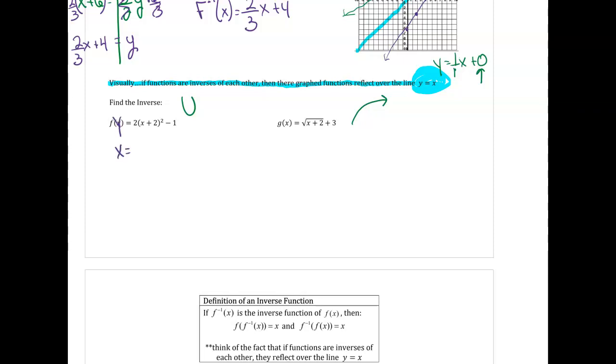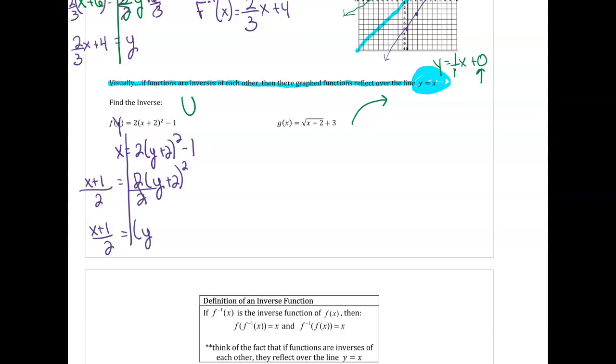Switching X and Y around. And now I'm going to get my new Y alone. So first I'm going to add 1 to the other side. That gives me X plus 1. And as I create an inverse, I'm using inverse operations. Then I'm going to divide by 2. So divide by 2, divide by 2. Moving this down here. Now to get Y alone, I will square root.